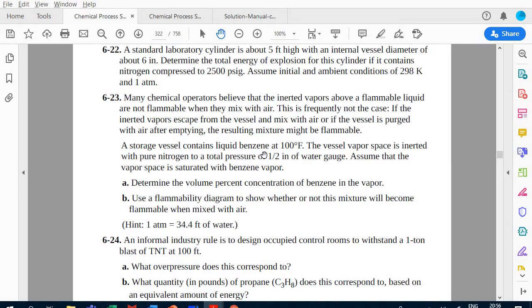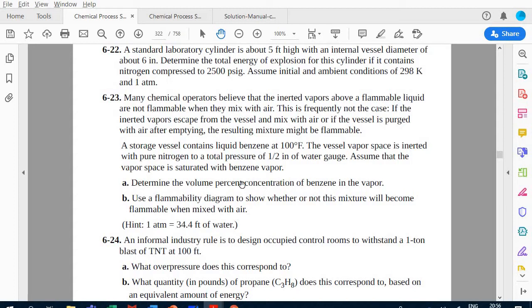A storage vessel contains liquid benzene at 100 degrees Fahrenheit. The vessel vapor space is inerted with pure nitrogen to a total pressure of ½ inch of water gauge. So this is my pressure. It is represented now in inch of water. It could be represented as millimeter of mercury. So this is just a unit. Assume that the vapor space is saturated with benzene vapor. A. Determine the volume percent concentration of benzene in the vapor.